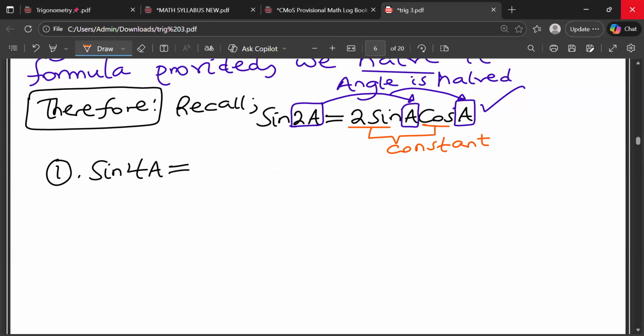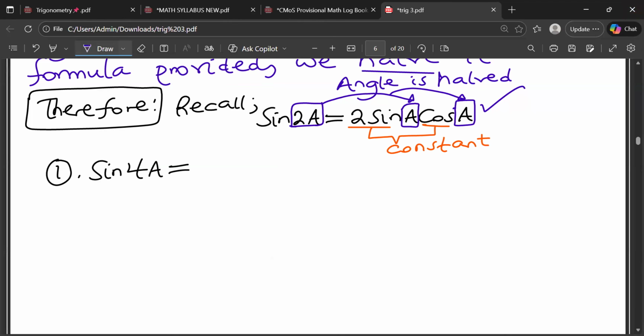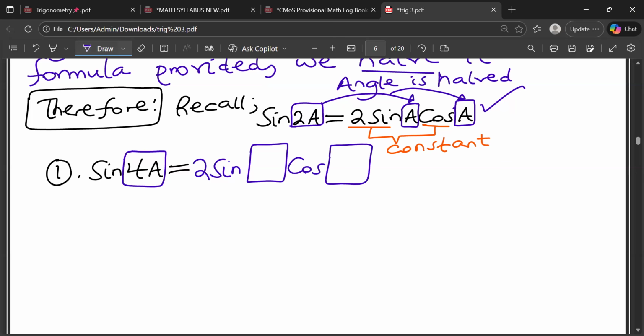The rest are constant. So when they give you something like 4a, please you come and write 2 sine, and then have it in mind that here we are going to have our angle that has been halved, like that. So when you have 4a, you get what? 2a. So that means you're going to have the answer like that: 2 sine 2a cos 2a.